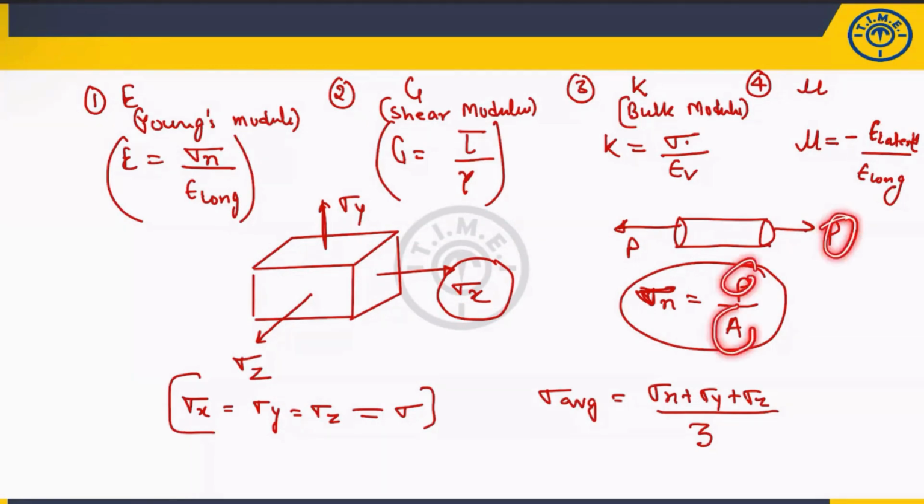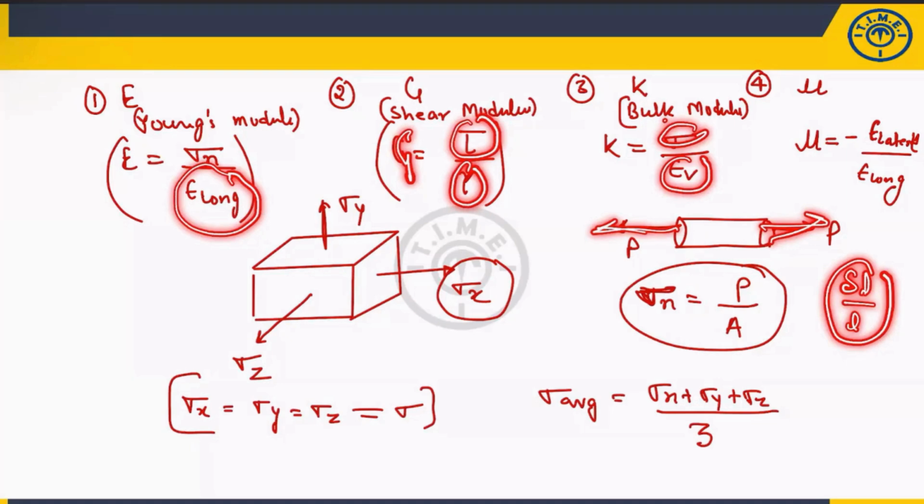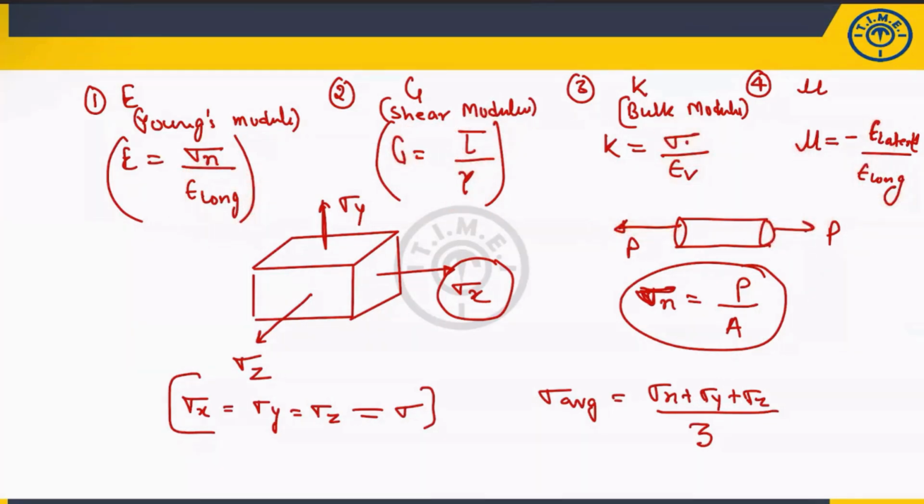Normal load per unit area is the normal stress. Longitudinal strain means the strain developed in this direction. Longitudinal strain means change in length by original length. What is the shear modulus? Shear stress to the shear strain. Bulk modulus is sigma by volumetric strain. Then mu is the ratio of lateral to the longitudinal. If you are not revising properly, then mistakes will happen.